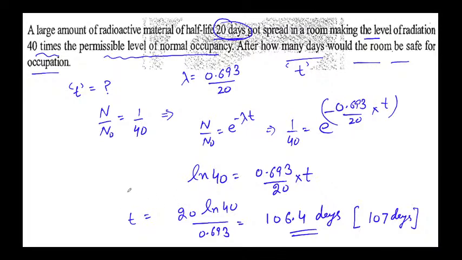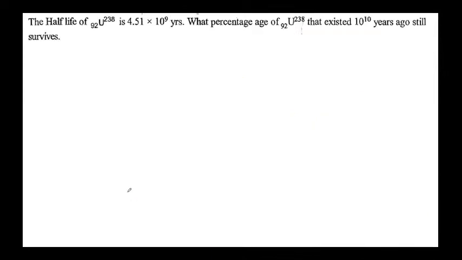Just 10 more minutes and then we will close our lecture. In the next question, it is saying the half-life of uranium-238 is 4.51 into 10 to the power 9 years. What percentage of uranium that existed 10 to the power 10 years ago still survives?